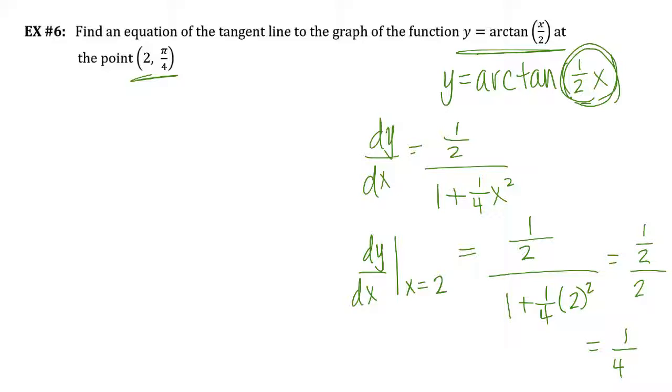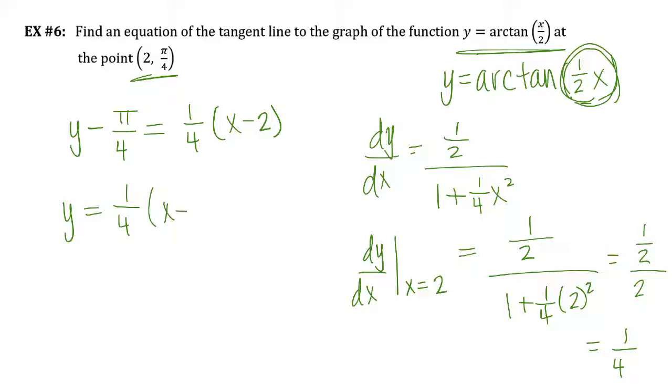And so now let's write the equation of our line. So we have y minus pi over 4 equals our slope 1/4 times x minus 2. And you can leave it like that, or if this was in a multiple choice situation, you probably would see this plus pi over 4.